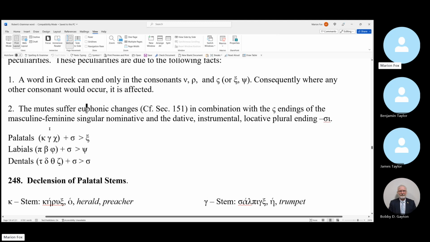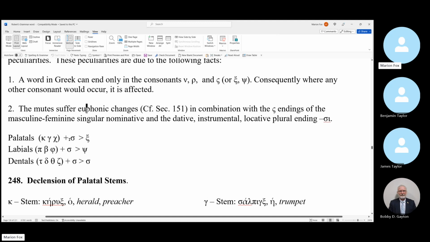So the palatals: kappa, gamma, chi. You can feel that on the back of your throat; you're pronouncing it on the back of your throat. Labials: pi, beta, phi, on your lips. You're using your lips for those. Linguals: tau, delta, theta, and so on. You can feel your teeth almost vibrate with those.